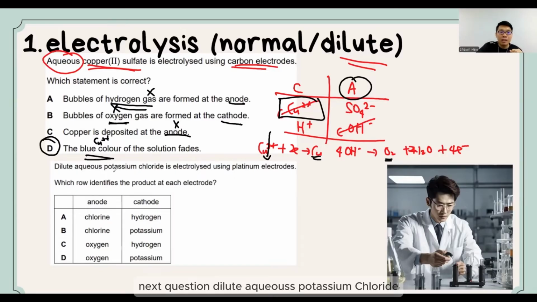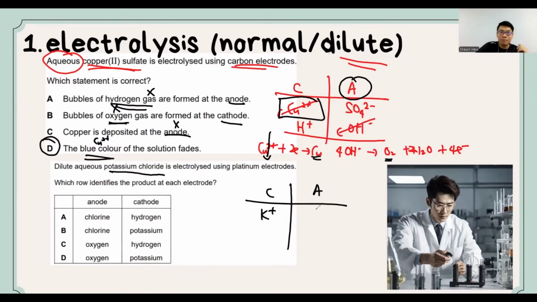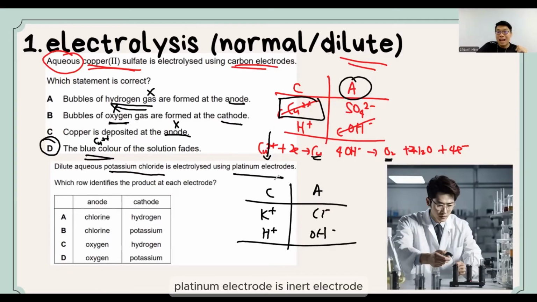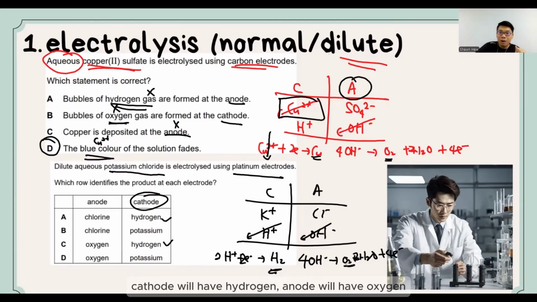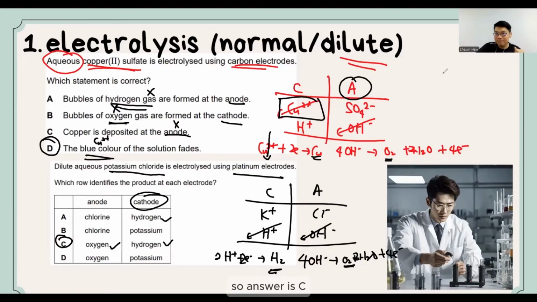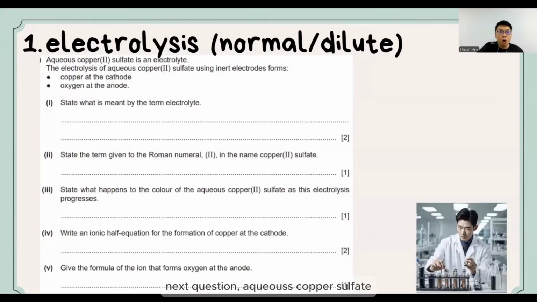Dilute aqueous potassium chloride. Platinum electrode is an inert electrode. Which row identifies the product at each electrode? So here we'll discharge H plus because we do not have copper, silver, gold. Here we'll confirm choose OH minus. Hydrogen is always diatomic, so that's why we balance like this. So we can confirm the cathode will have hydrogen, the anode will have oxygen. So the answer is C. Next question, aqueous copper sulfate.